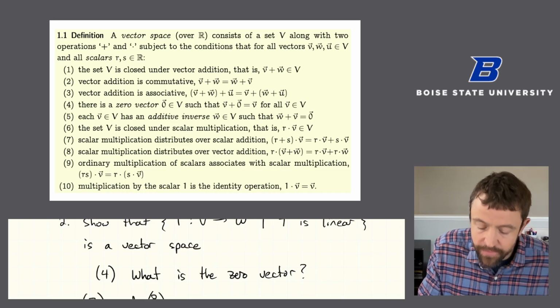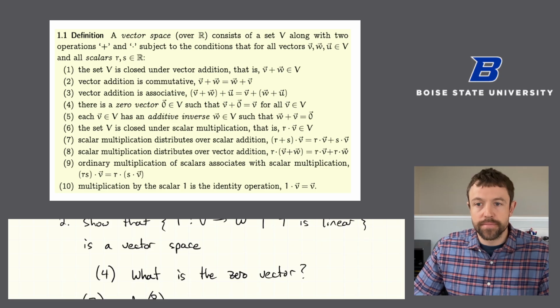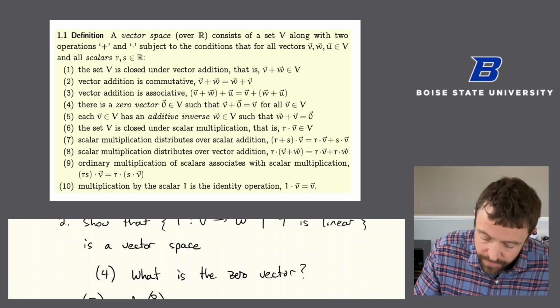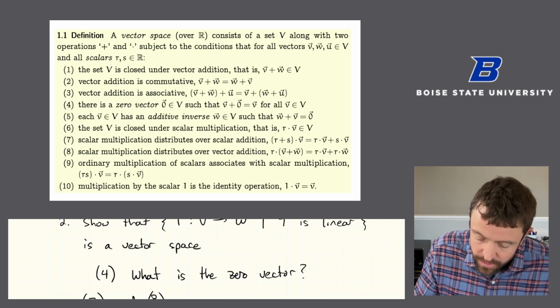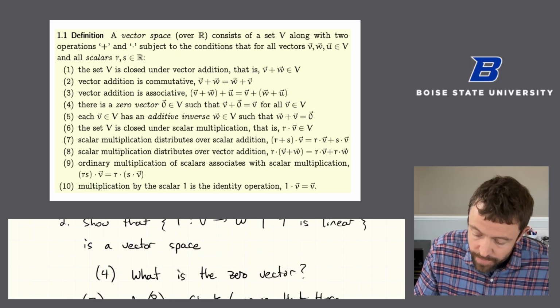So 7 and 8 are two different distributive properties, right? It says that you have addition of scalars distributes over the multiplication, and you also have that addition of vectors distributes over the multiplication. And so you can either check that these are true, or even try to write out a proof that these are true.